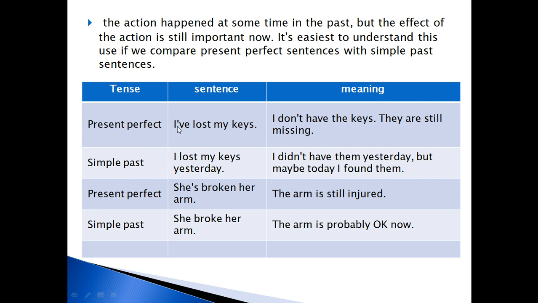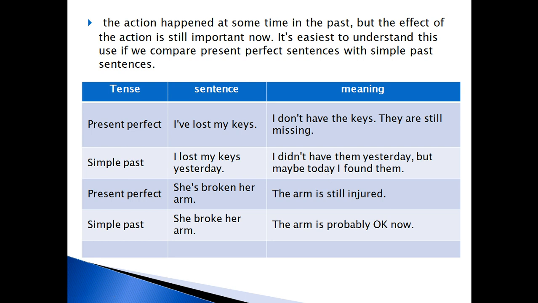Present perfect: I have lost my keys. Simple past: I lost my keys yesterday. What's the difference in meaning? The first one, I have lost my keys, means I don't have the keys now. They are still missing. While the second one, the past simple, means I didn't have the keys yesterday, but maybe today I found them.